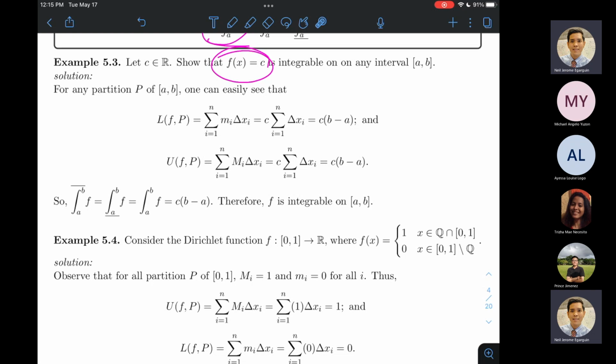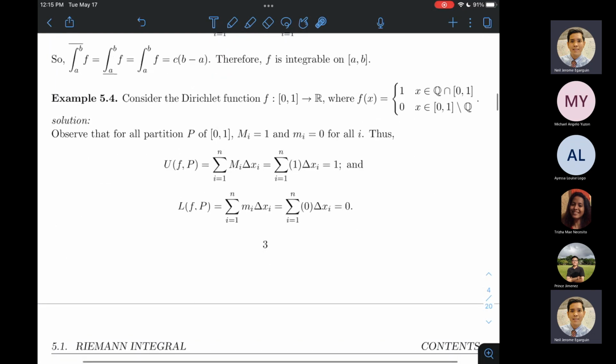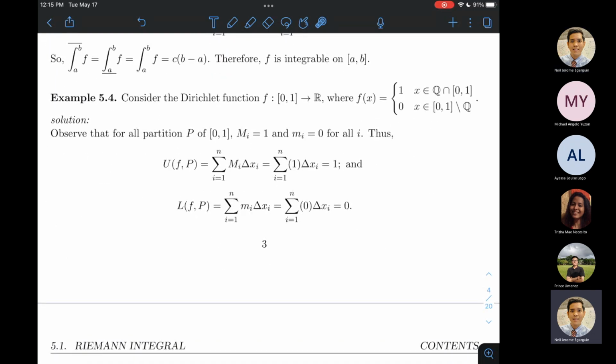Siyempre, hindi na naman kayo mag-react. So, magpo-proceed na ako sa example 5.4. Unless may violent reaction o may magchat-chat na, sir, pakiulit nga po, I'll be happy to accommodate you.